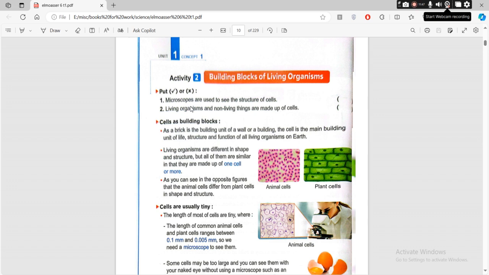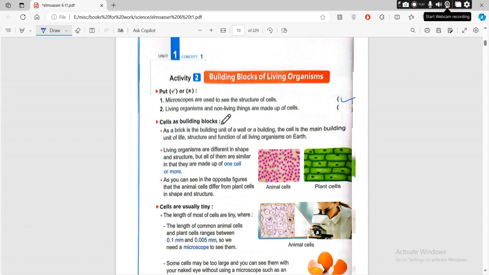Before we answer, I need you to try and answer before I do. This way, you know that you can answer things on your own, and then you check with my answer. So number one again, microscopes are used to see the structure of the cell. Now pause and answer and check. Well, the answer, of course, is true.